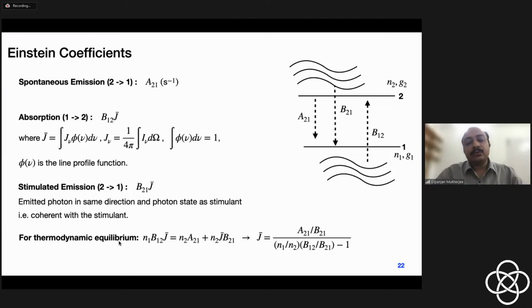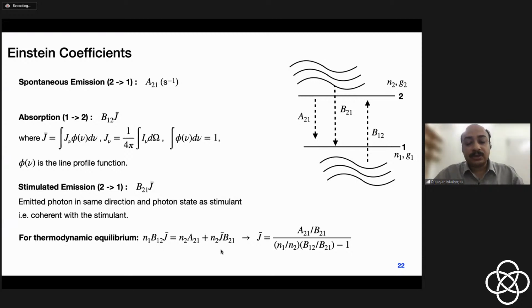So for thermodynamic equilibrium, when everything is in equilibrium, you should have that the total upward transition should equal the total downward transitions. So N1 B12 J bar, which is the absorption, should equal the total emission, which is the spontaneous emission, which is N2 A21. So N2 is the number density of these atoms, let's say, in state 2. And N1 is the number density of atoms in state 1, and so on. So this is the spontaneous emission and then the stimulated emission.